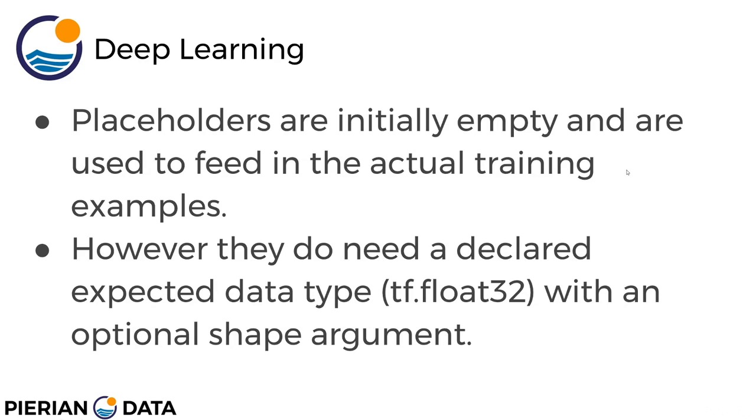Now let's talk about placeholders. Placeholders, as we've already discussed, are initially empty and they're used to feed in the actual training examples, that is, your actual data that you're training your model on. However, you should note that they do need a declared expected data type, for example tf.float32, with an optional shape argument. The placeholder is empty at first, and then your data is fed into it, a lot of times in small batches. So the placeholder needs to know mainly two things: what the data type is, whether it's an integer, a floating point number, etc., and the shape of the data.